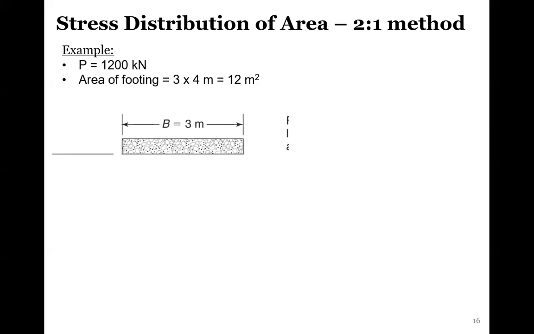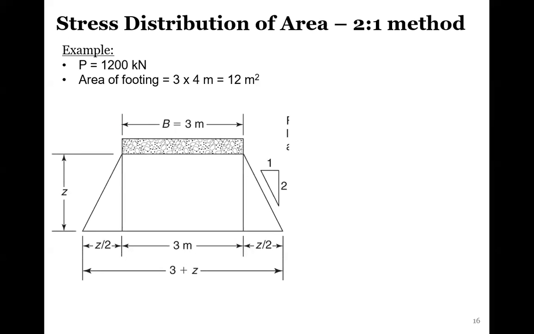Let's visualize. At the surface, it would look something like this. This is, again, just the cross section here. And we know that with depth, this area is going to increase, and so that stress is going to be distributed over a larger area. So let's say we need to define what the increase of stress is at Z equals 4 meters.